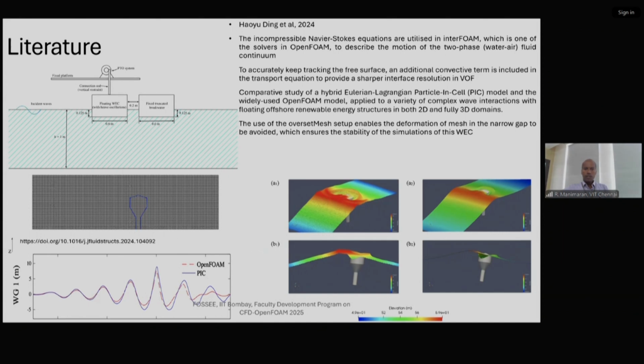They used different overset grids to model the buoy here, and then the buoy is going up and down. They used an Euler-Lagrange particle cell model, for a variety of complex wave interactions in both 2D and 3D domains. So they could see that the use of overset mesh enables the deformation of mesh in the narrow gap to be avoided. So the overset mesh is very useful in the case of the interFoam solver, typically in these applications.